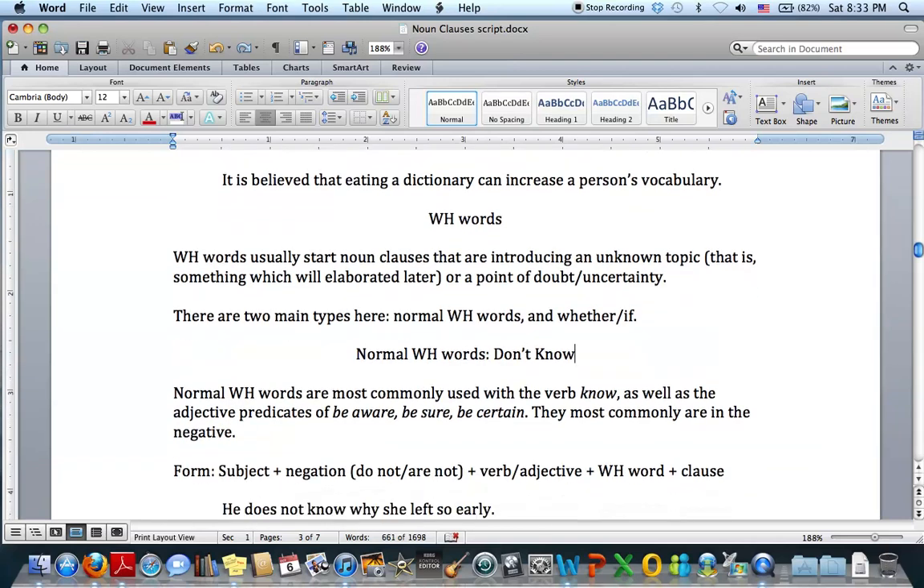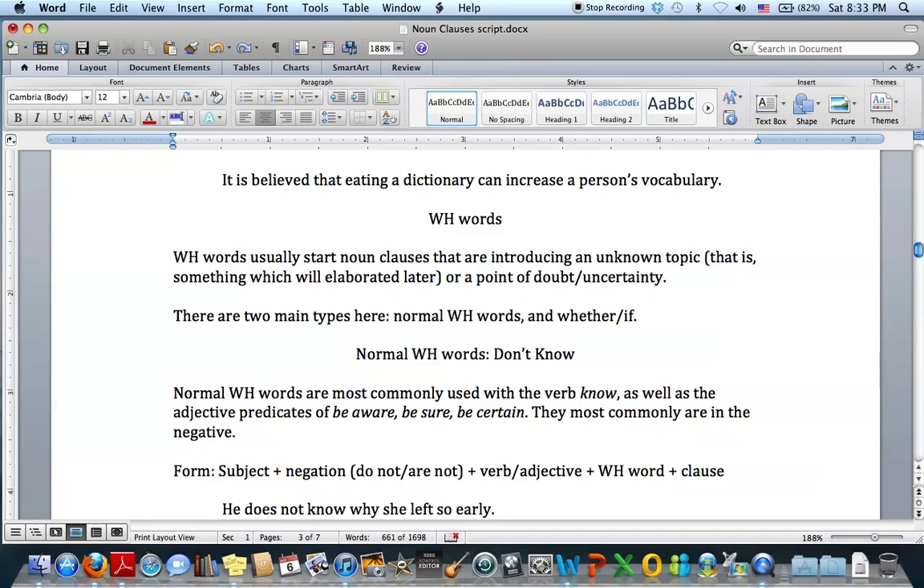So here's how that looks. It's going to be like subject plus some sort of negation, could be do not or are not. Do not if it's a verb, keep that in mind, do goes with verbs. Are not if it's an adjective, are goes with adjectives. That could be is not too, right? Basically, to do goes with verbs, to be goes with adjectives. After that, we get our verb or adjective. Then we get our WH word. And then we get our clause.